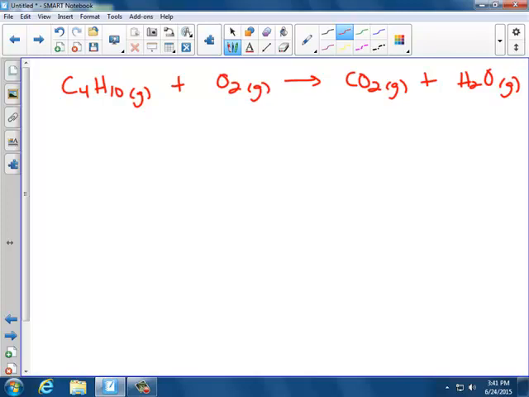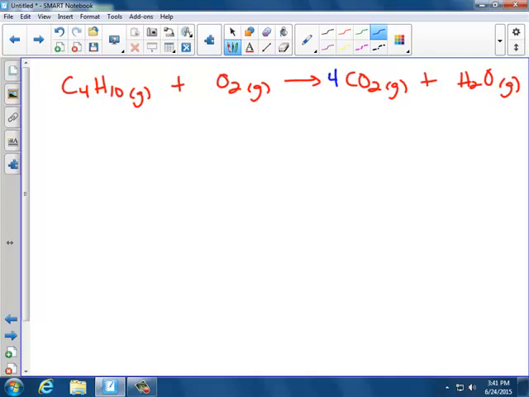Now we move on to nonmetals, everything but hydrogen and oxygen. So that leaves us with carbon. If we look at carbon on the reactant side, we have 4 carbons. Product side, we have 1. So if we put a 4 here, now we have 4 carbons on the reactant side, 4 carbons on the product side. We're good to go there.